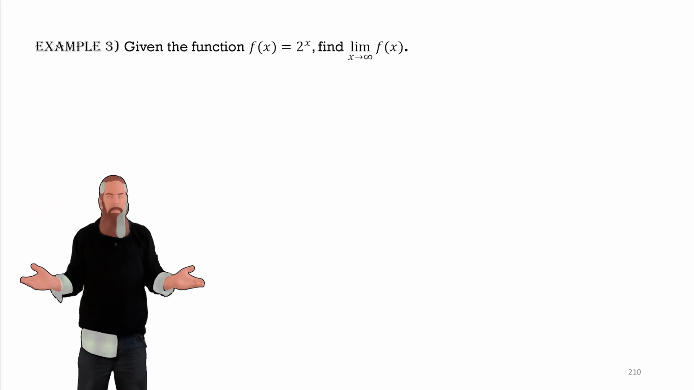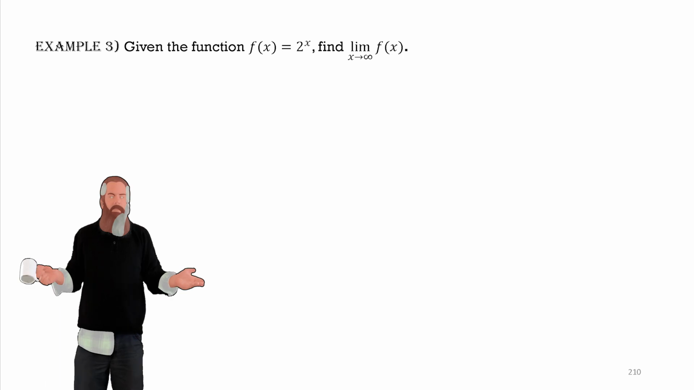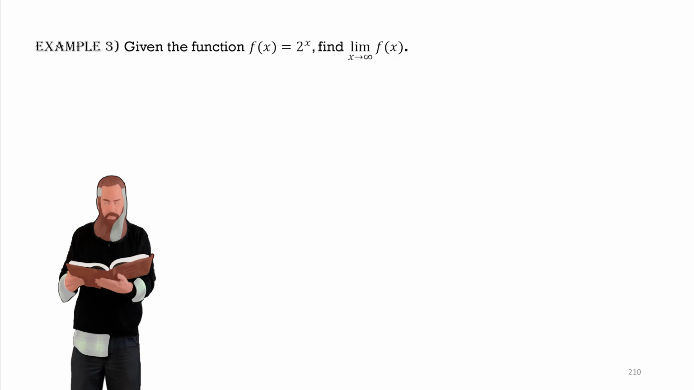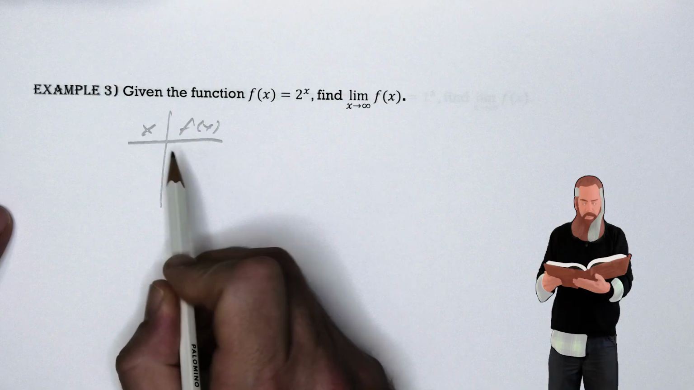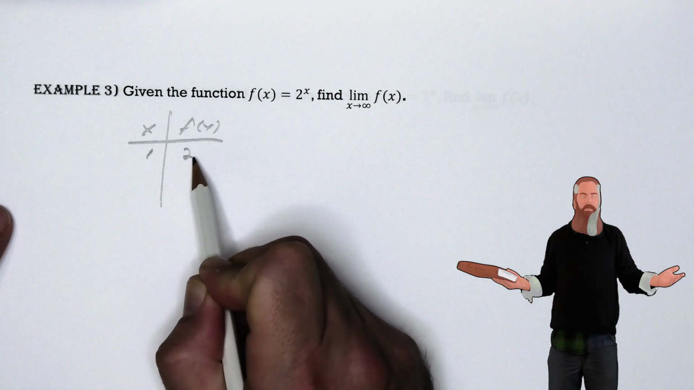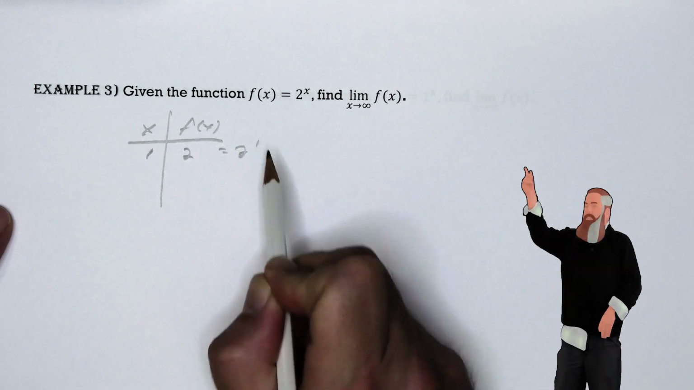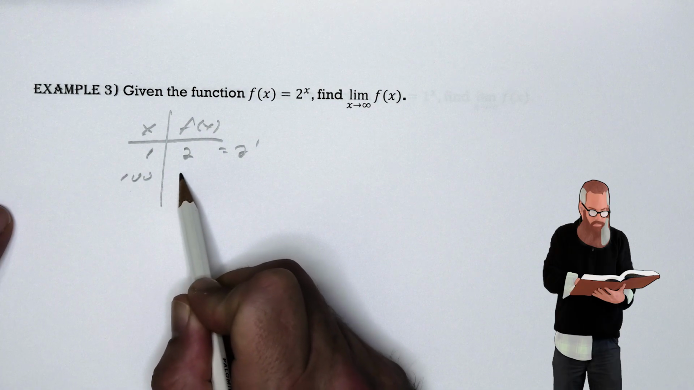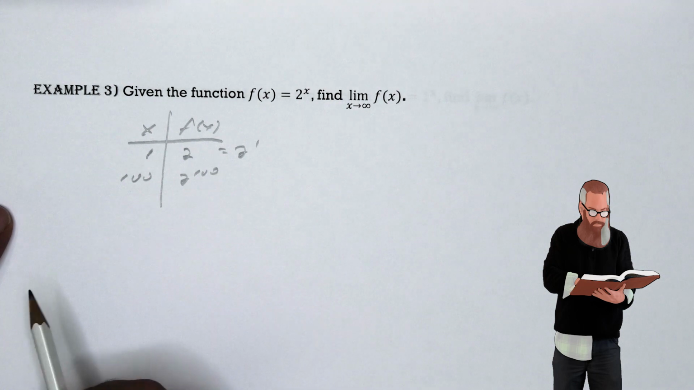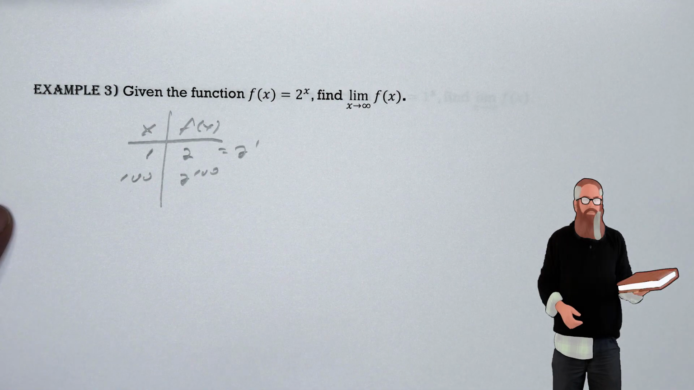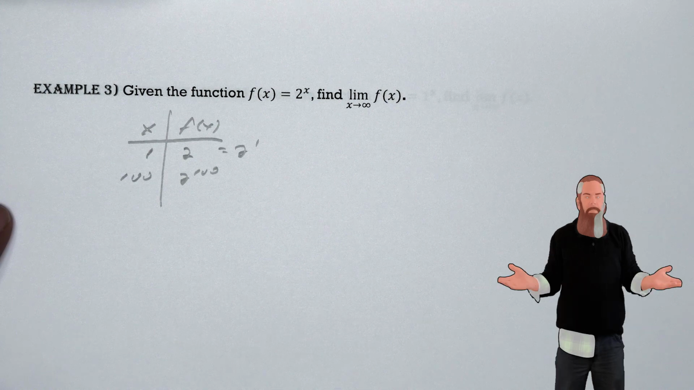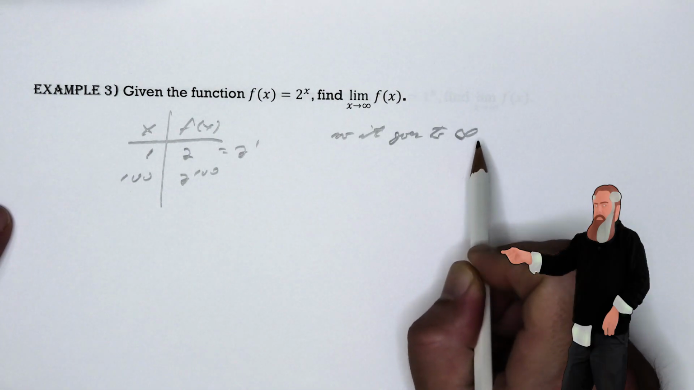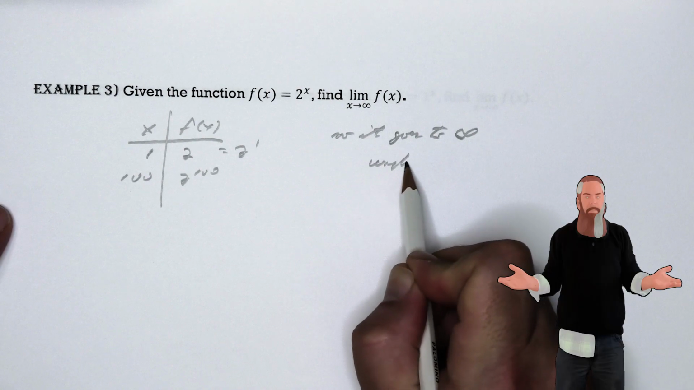Given the function f of x is equal to 2 to the x power, can we find the limit as x approaches infinity of f of x? Well, if x is 1, then f of x is 2 because we would have 2 to the 1 power. And if x was 100, then we would wind up with 2 to the 100th, which is a super high number that the calculator's not going to give you an answer to. So it goes to infinity, meaning it's also undefined.